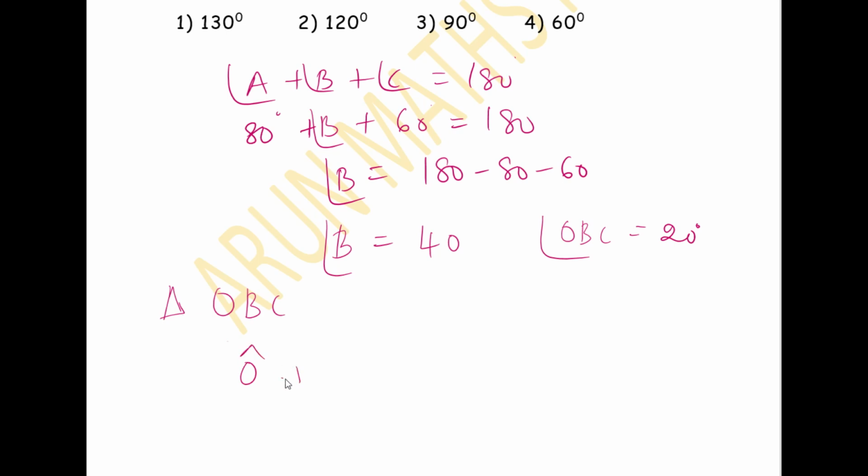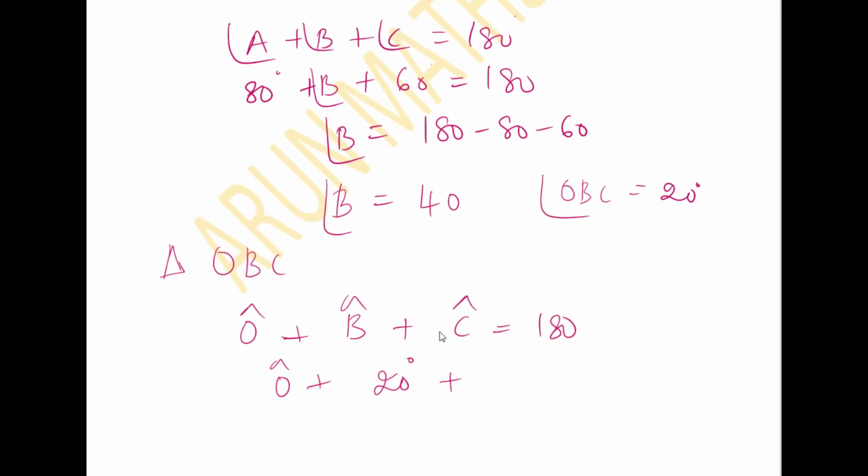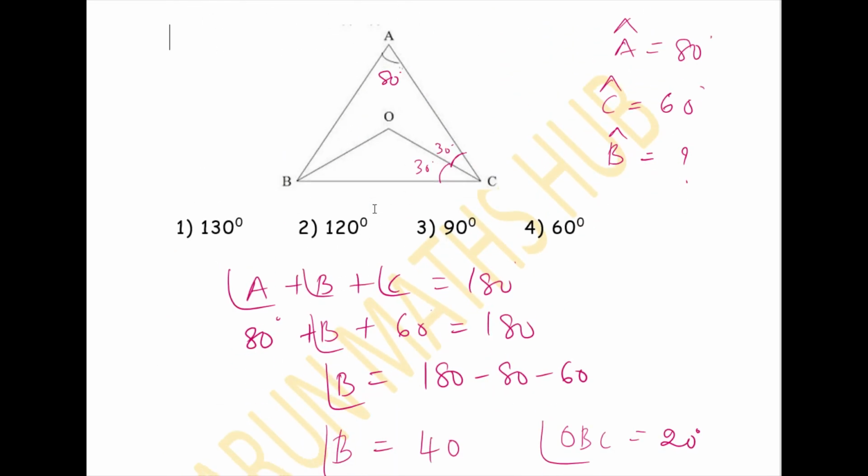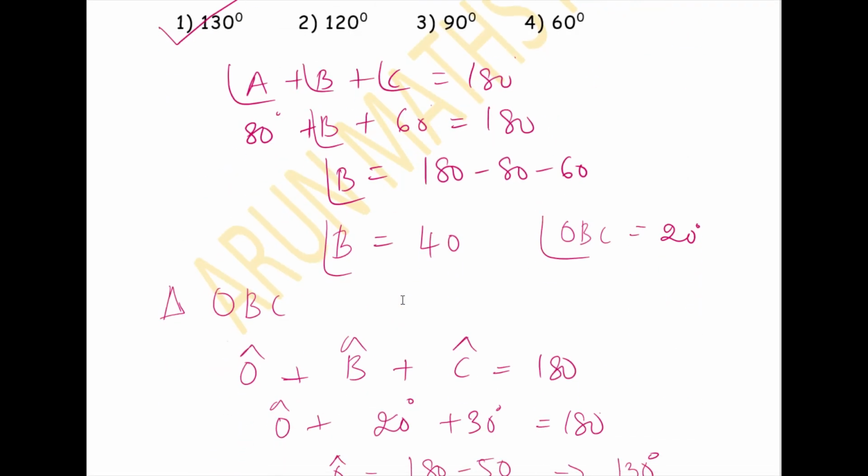in triangle OBC, angle O plus angle B plus angle C equals 180 degree. Angle O we need to find out. Angle B is 20 degree plus angle C is 30 degree, which is equal to 180 degree. Now angle O equals 180 minus 50, we get 130 degree. Therefore angle BOC is 130 degree. Therefore the correct answer is option 1, 130 degree.